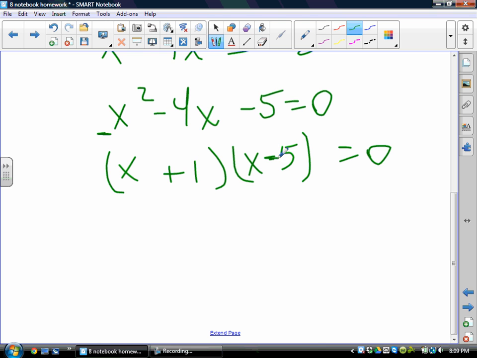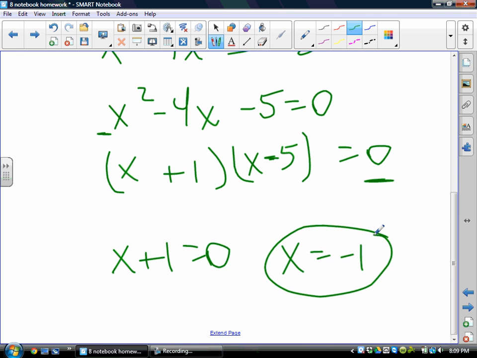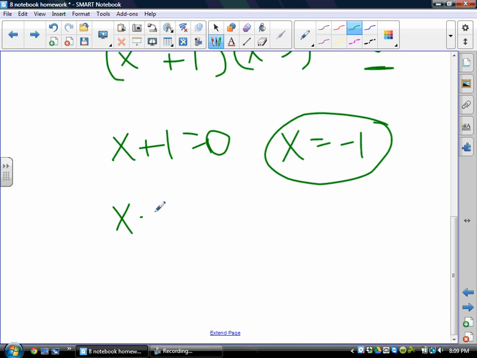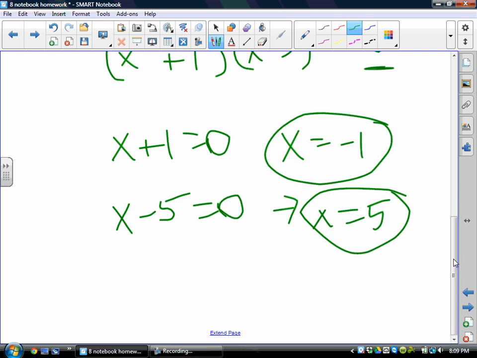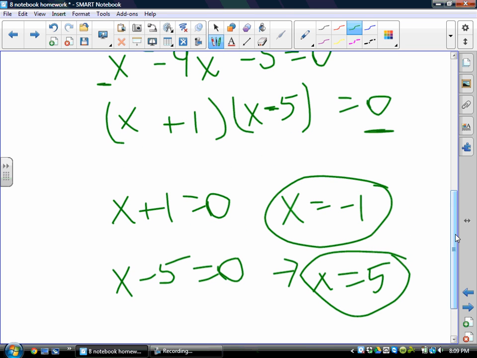So now I'm going to set each of these equal to 0. So x plus 1 equals 0 gives me x equals negative 1 as one of my values for x. And x minus 5 equals 0 gives me x equals 5 for another value.